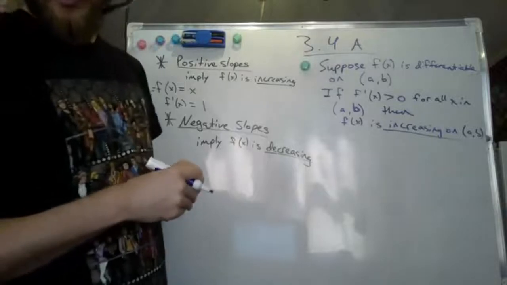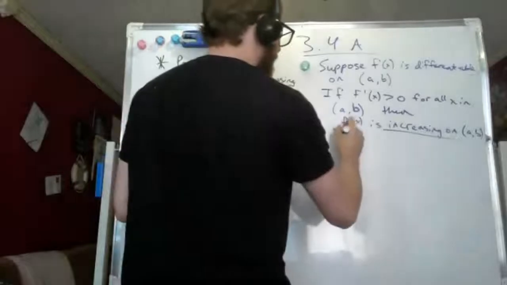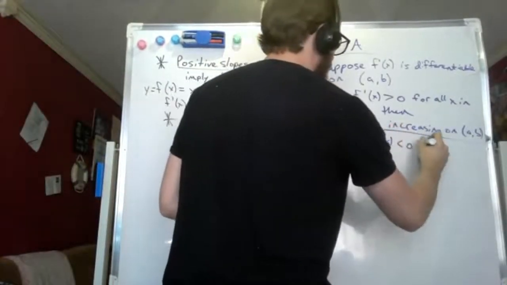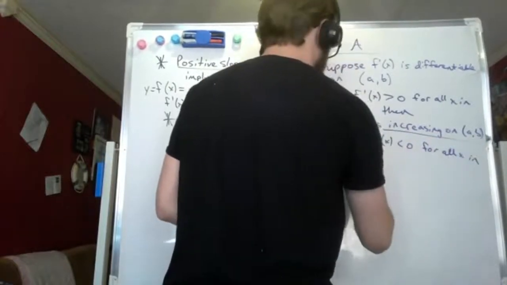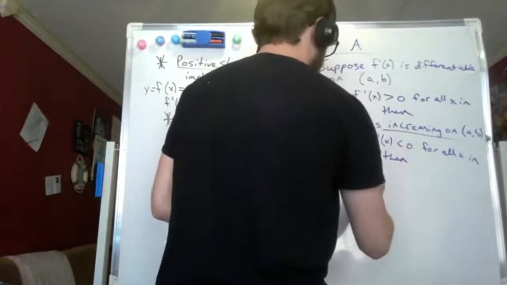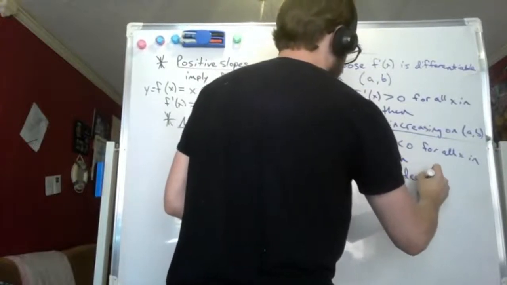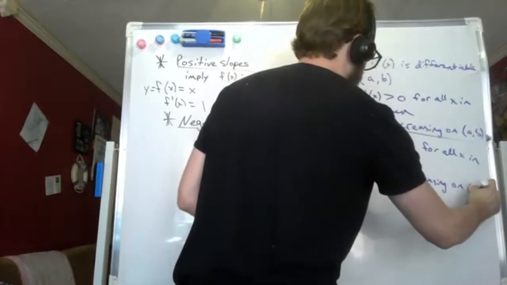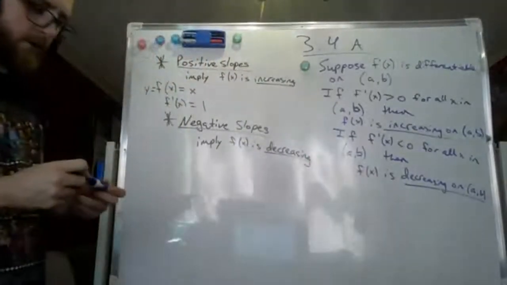Alright, great. And then, by the same kind of idea, if we flip it, if f prime of x is less than 0 for all x in AB, then f of x is decreasing on AB. And there you have it.